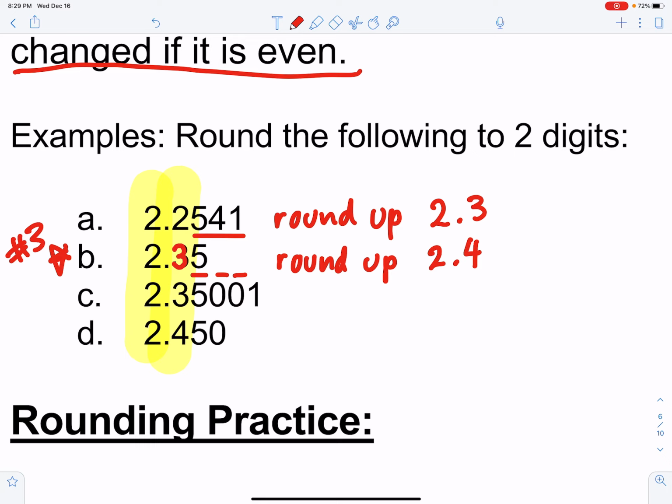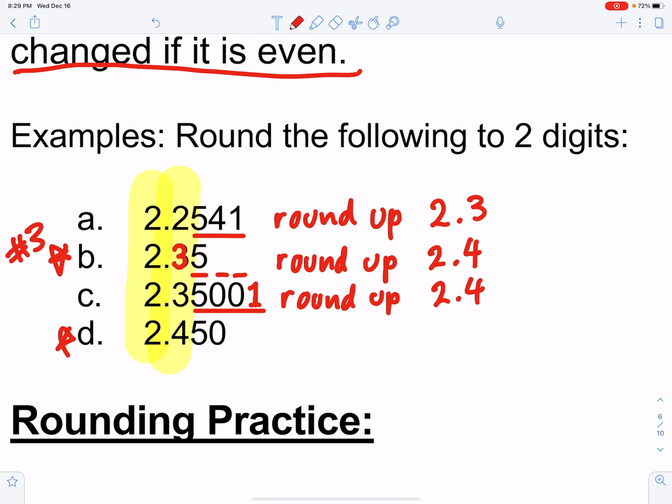Let's look at part C. We have 2.3, and then we have 5001. What follows is 5 plus other digits other than 0, and that 1 that is at the end will mean that this is greater than just 2.35. It's a little bit more than 2.35, so we just round up. This is just a regular case of rounding up, and we end up with 2.4.